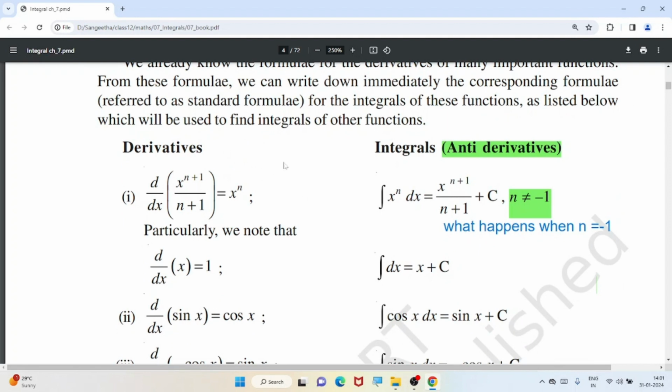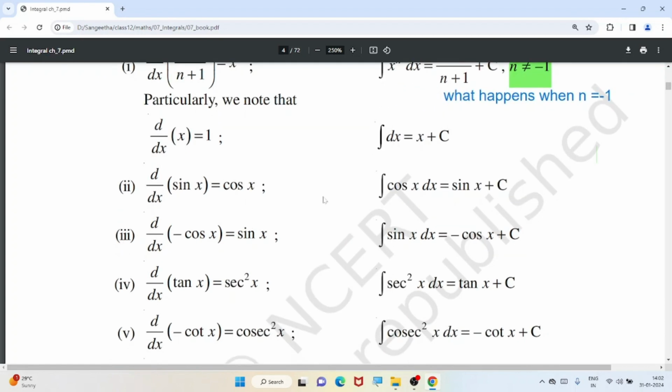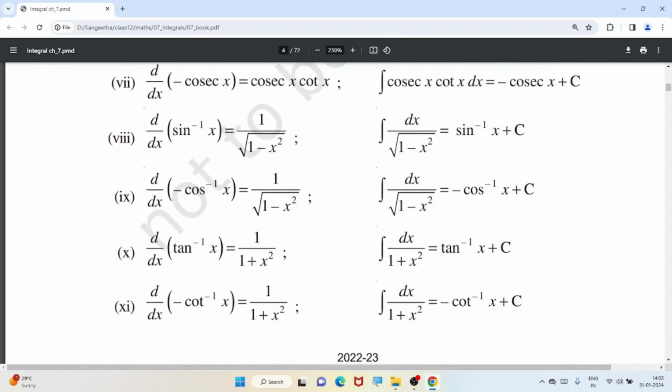These are some derivatives and antiderivatives. You need not memorize, but if you differentiate x power n plus 1 divided by n plus 1, you will get x power n. Here n is not equal to -1. If you put n equal to -1, the denominator becomes 0, and anything divided by 0 is infinity, so that should not come. That is why n is not equal to -1. So sin x, cos x, these things you can go through.